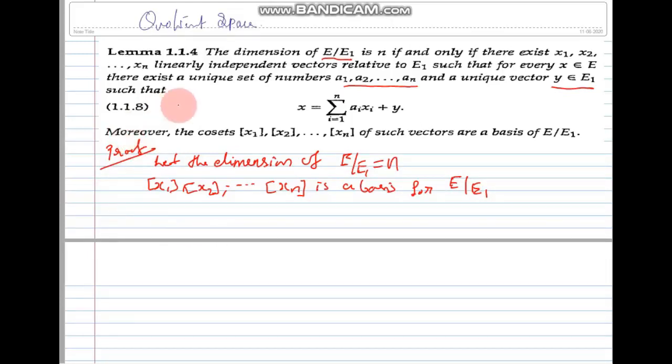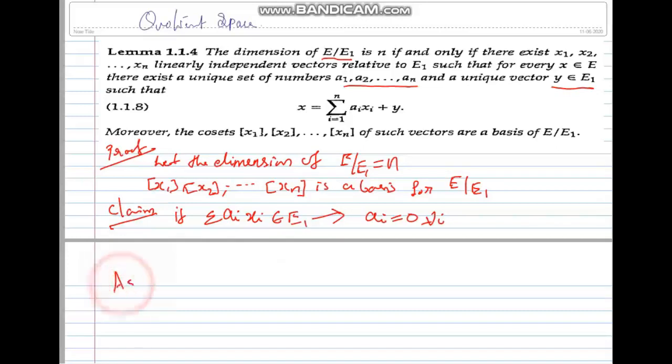Now what do we have to prove? We have to prove that there exist x1, x2, etc., xn which are linearly independent vectors relative to E1. So what is the claim here? By the definition, if sigma ai xi belongs to E1, we have to prove that each ai is equal to 0 for all i. Then xi is linearly independent relative to E1. So assume sigma ai xi, where i is from 1 to n, belongs to E1.